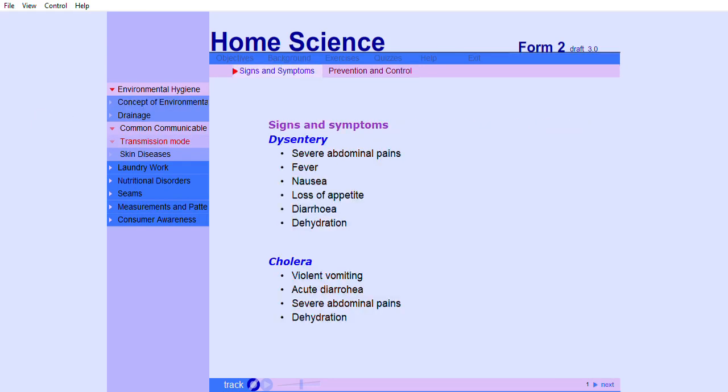The following are the signs and symptoms of dysentery, cholera, and typhoid. Signs and symptoms of dysentery: severe abdominal pains, fever, nausea, loss of appetite, diarrhea, and dehydration. Signs and symptoms of cholera: violent vomiting, acute diarrhea, severe abdominal pains, and dehydration.